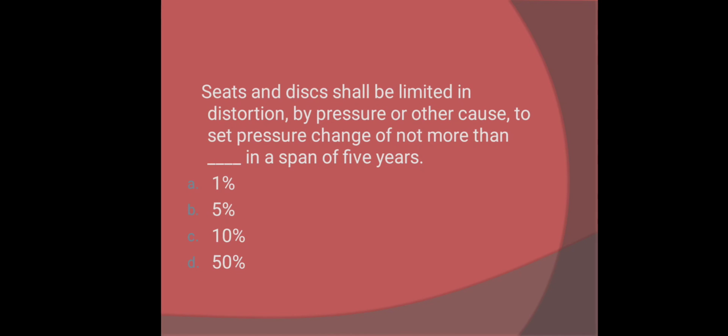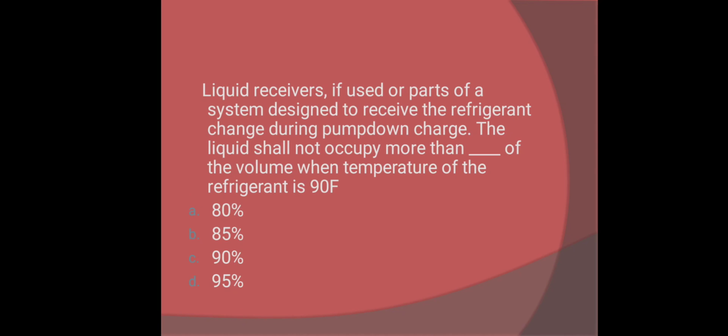Next, seats and discs shall be limited in distortion by pressure or other cause to set pressure change of not more than blank in a span of 5 years. Sagot natin dyan ay letter B, 5%. Next, liquid receivers, if used as parts of system designed to receive the refrigerant charge during pump down, the liquid shall not occupy more than blank of the volume when the temperature of the refrigerant is 90 degrees Fahrenheit. Sagot natin dyan ay 90%. Letter C.